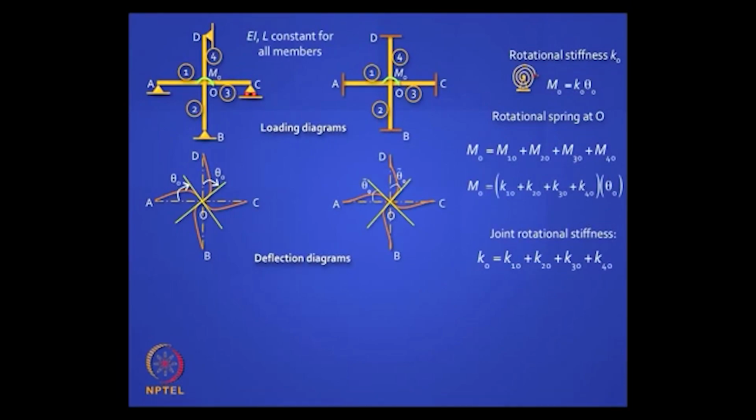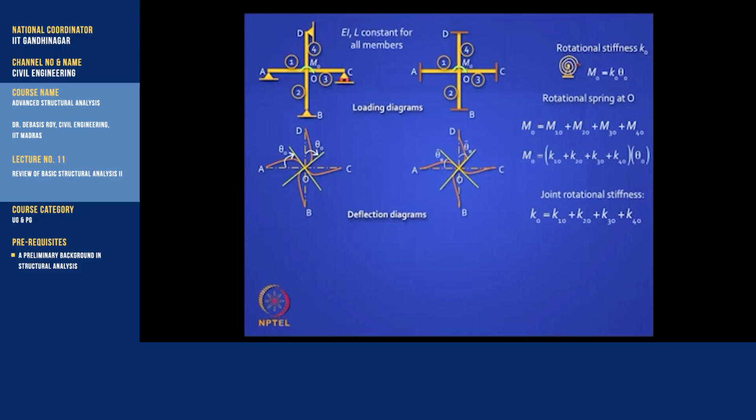Now, this is the reason why. You see, M1 naught is K1 naught into theta naught, M2 naught is K2 naught into theta naught, etc. And we said M naught is K naught into theta naught. This is why we say K naught is the sum of the individual element stiffnesses.